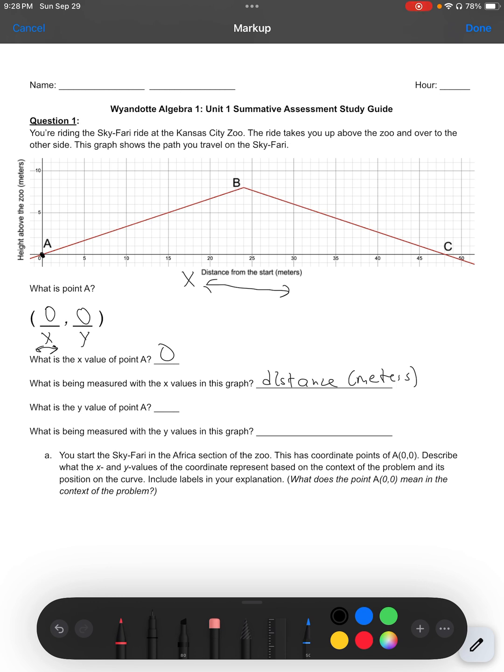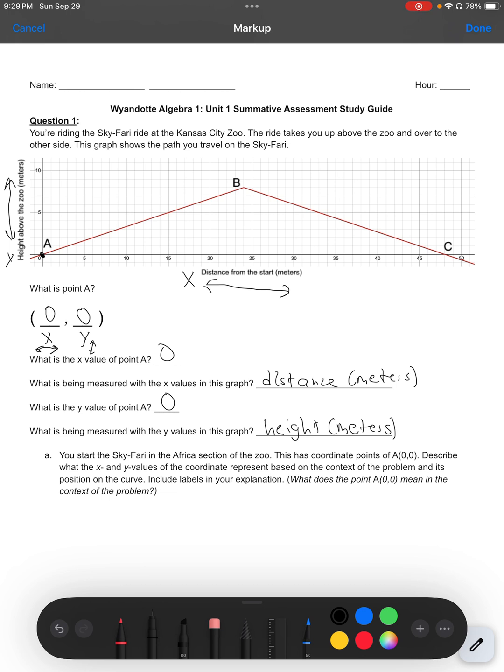What is the y value of point A? So the y value is the second number in this point A, which is also 0. And what's being measured with the y values? Well, the y values tell you how far up or down you are on the graph. And so that is these numbers on the side, which is the height above the zoo. That would be the y value. So what we're measuring with the y value is the height, and we are also using meters to measure the height.